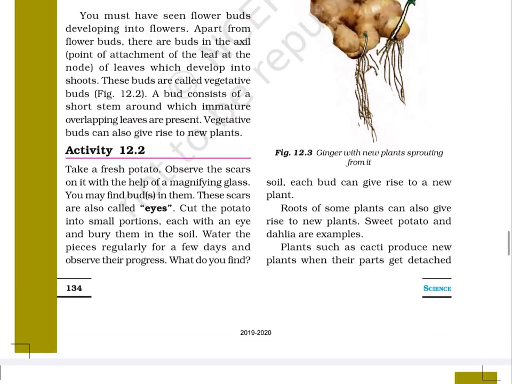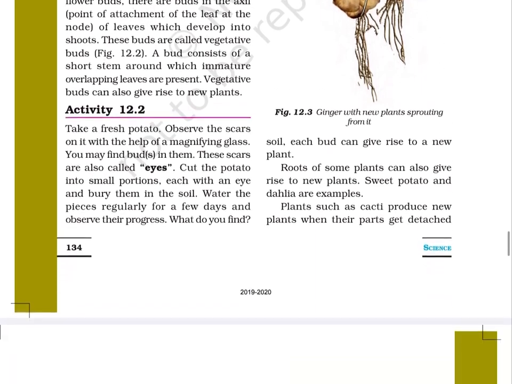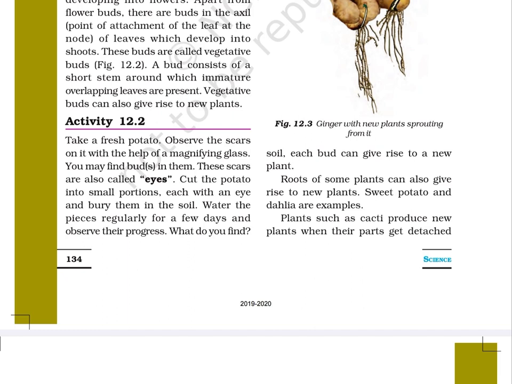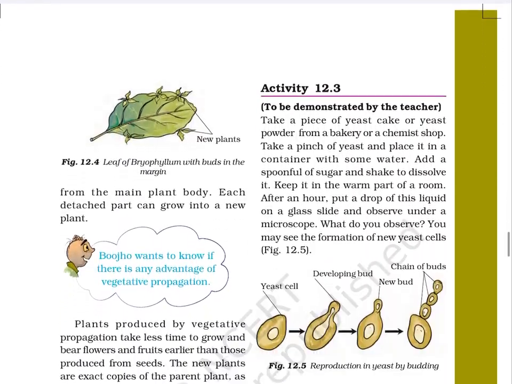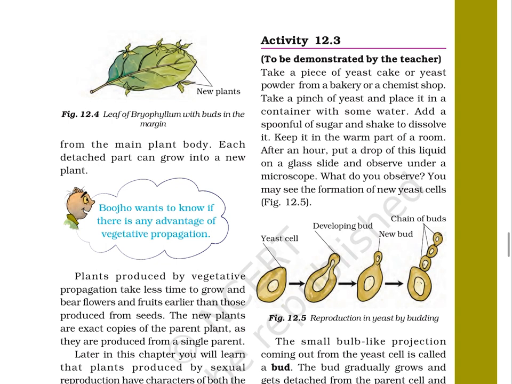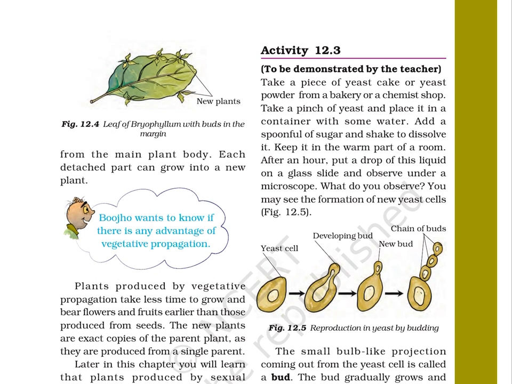Roots of some plants can also give rise to new plants. Sweet potato and dahlia are examples. Plants such as cacti produce new plants when their parts get detached from the main plant body. Each detached part can grow into a new plant. Figure 12.4. Leaf of Bryophyllum with buds in the margin. Here we can observe a leaf. New plants can be observed growing on it.